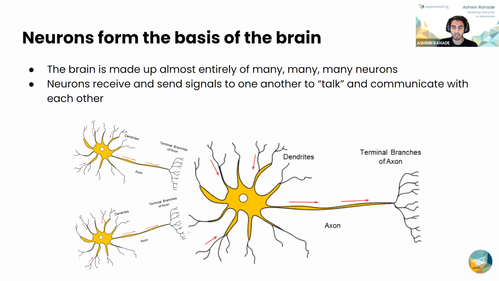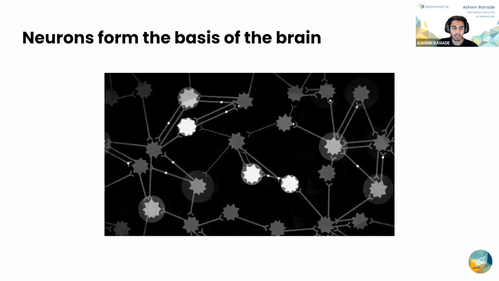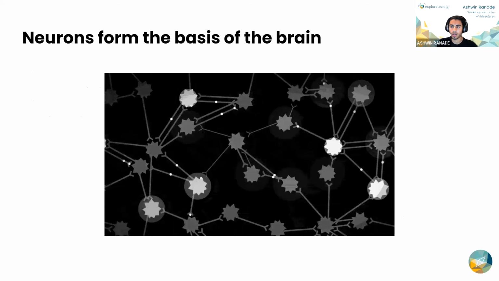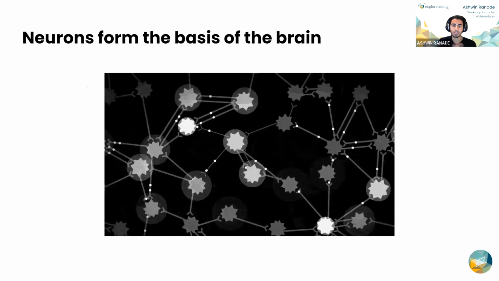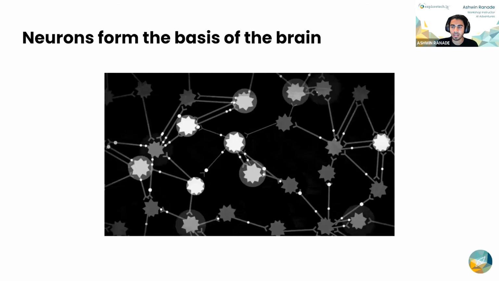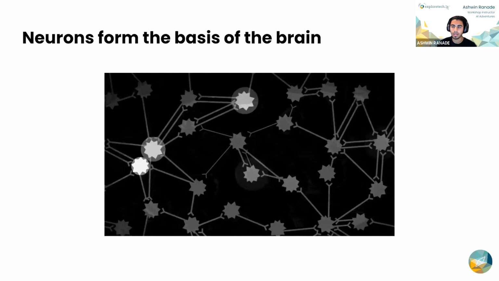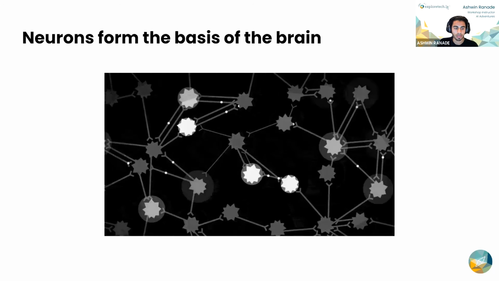So like Tony said, neurons form the basis of the brain. And the way neurons communicate is that signals are passed through these neurons from one to the other. As you can see in this diagram right here, one connection starts on the left and goes all the way to the right and vice versa. So these neurons are constantly communicating with one another in our brain.